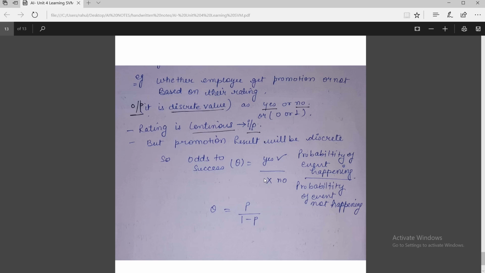So the next topic will be support vector machine, which will be discussed in the next lecture.